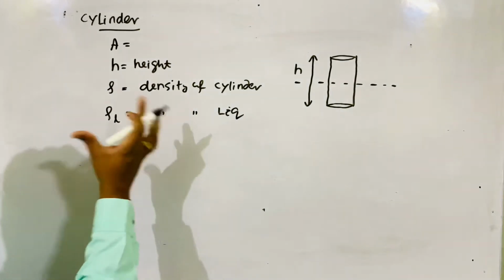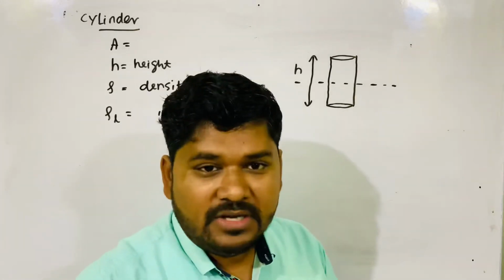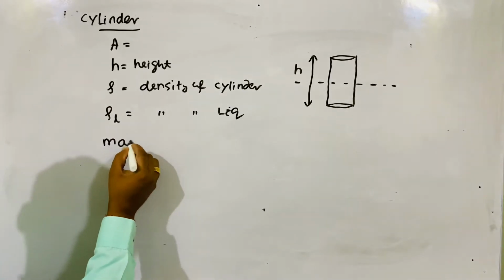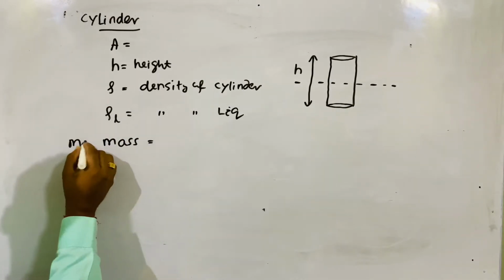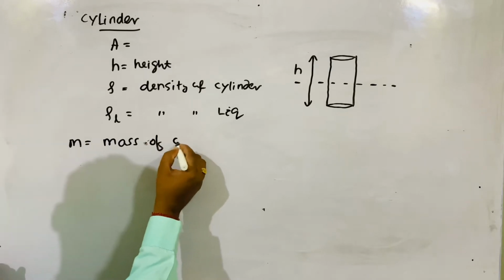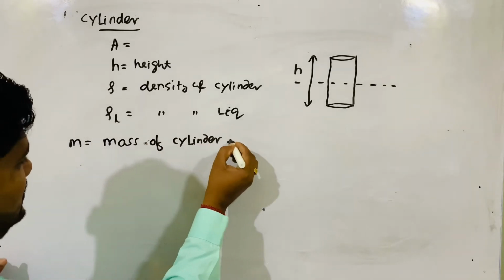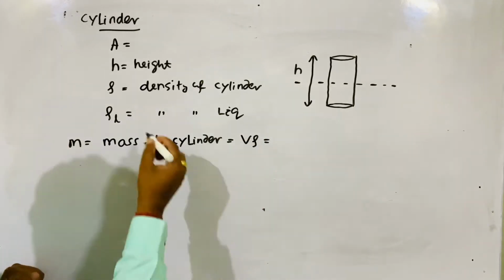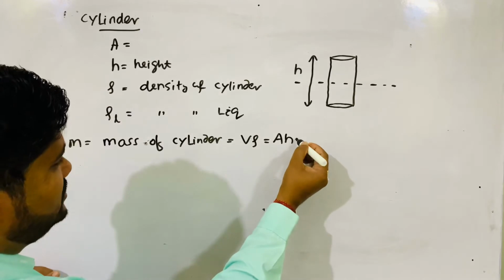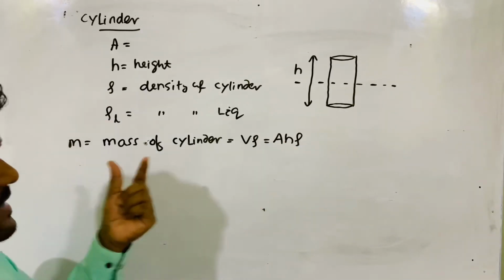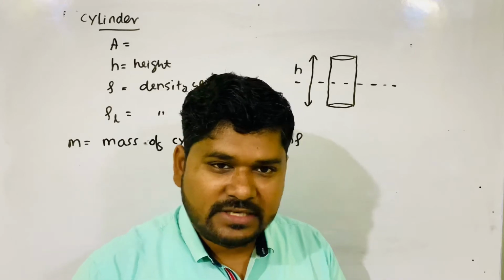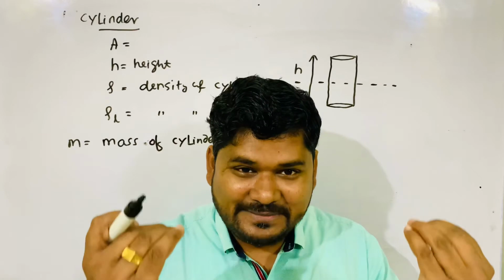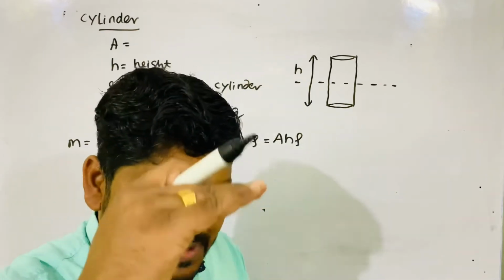Okay, so what happens in this case, now you see. We need the mass of the cylinder. Let's find first the mass of the cylinder. M is equal to the mass of the cylinder. How much is the mass? Volume into density. So volume how much? A into H. What is the density? Rho. So the mass of the cylinder is AH rho. Volume into density. Got it? Okay, so now what will we do? General format: displace it a little, push it a little and release.